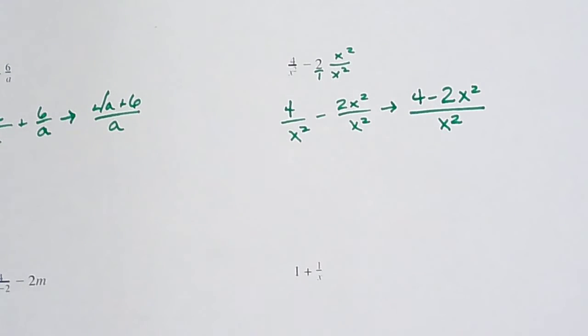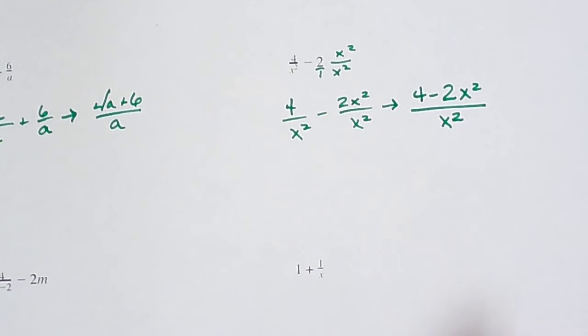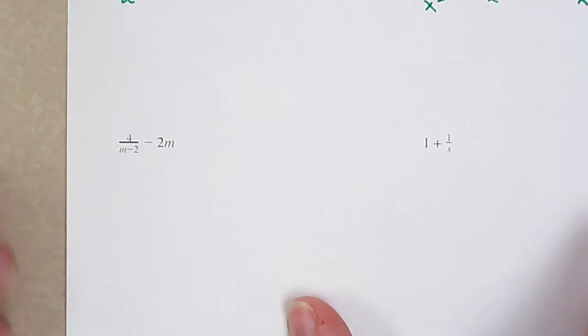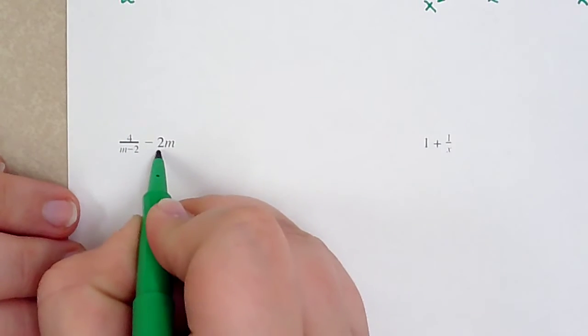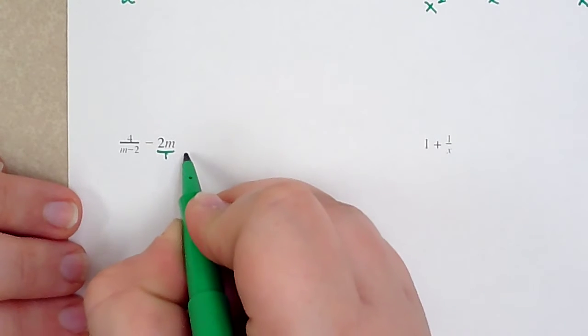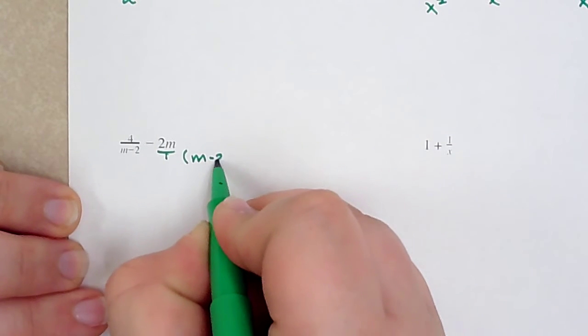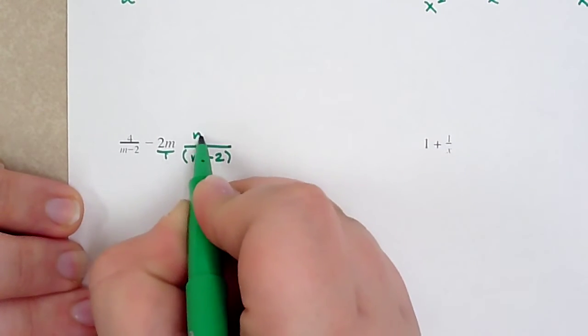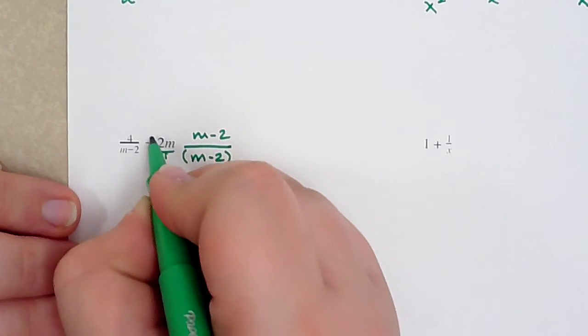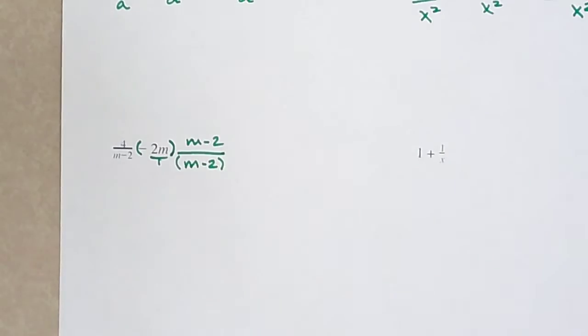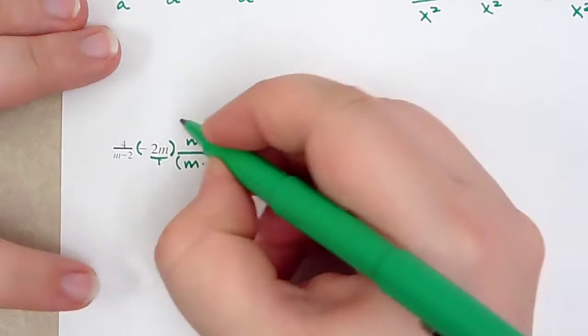The big thing is just making sure that subtraction goes all the way through if there's more than one term. Let's look at that now. So this one needs a denominator of m minus 2. When I do this, I'm actually going to distribute negative 2m onto both of those terms, and then I'm just going to add. So here's what that's going to look like.